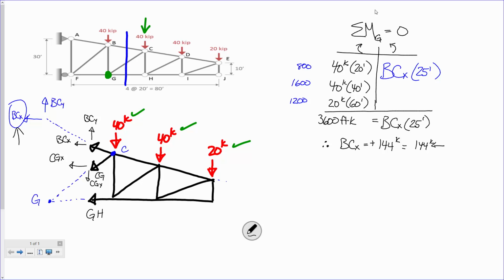Okay. Now, the reason why I split things up into X and Y is because once I get one component, I can go ahead and get the other one. Now, how do I get the other one? I use the slope ratio. Okay, so let's take a look at this slope ratio.